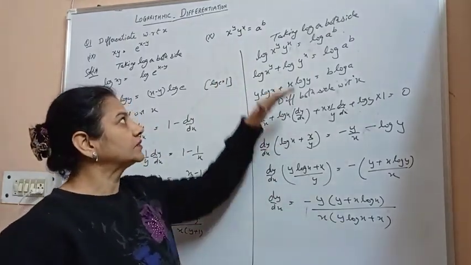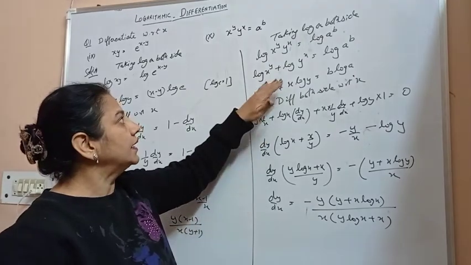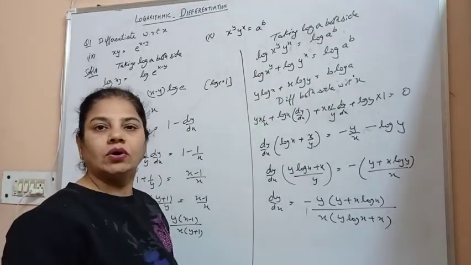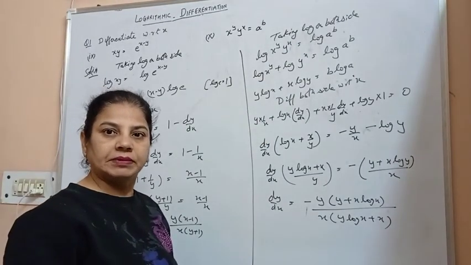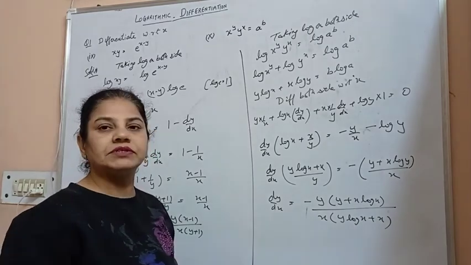So the derivative of this given function is given by this. And what we have done: first we have taken a log on both sides, and then we applied the property log AB as log A plus log B, and then we simply differentiate and get the result.